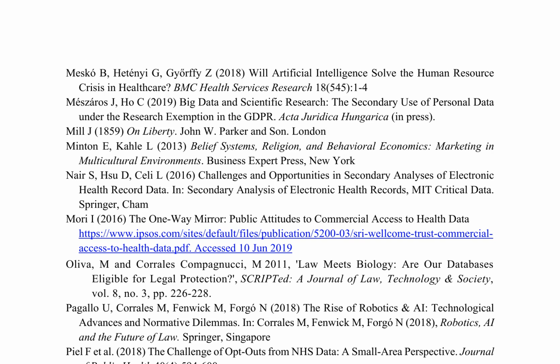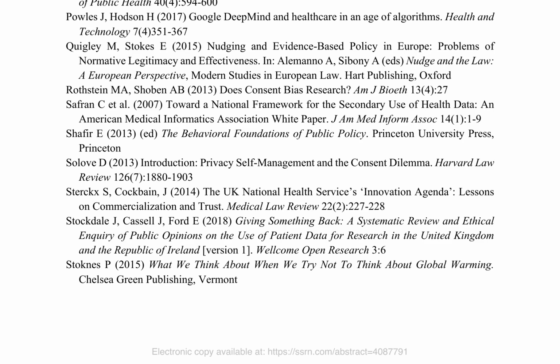This comprehensive compilation of references traverses the intersections of healthcare, artificial intelligence, law, and behavioral economics, focusing on healthcare data and its secondary use. The cited works underscore the escalating significance of artificial intelligence in healthcare, the challenges inherent in electronic health record data, and the imperative for robust frameworks governing the use of personal data for research purposes. The European Union's General Data Protection Regulation, GDPR, and its research exemption are specifically highlighted.